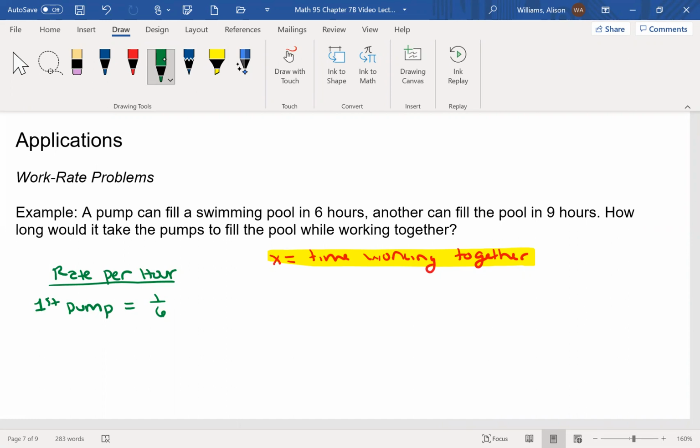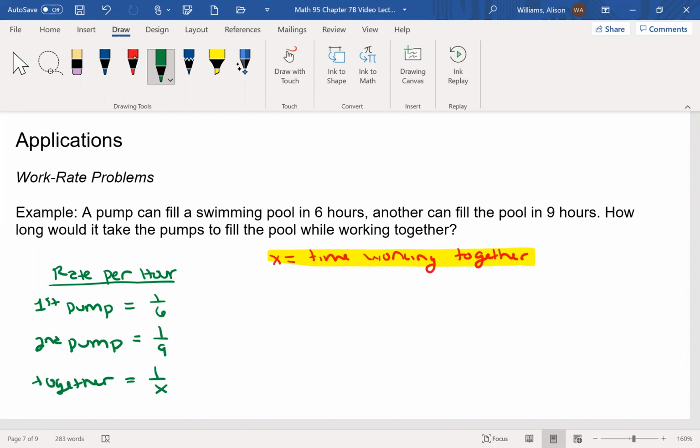For the second pump, it takes 9 hours, so 1/9 of the job is done. And then 2/9 after another hour, and then 3/9 and so forth, okay? So together, I don't know what the time is, but it would be 1 over x, whatever x is.